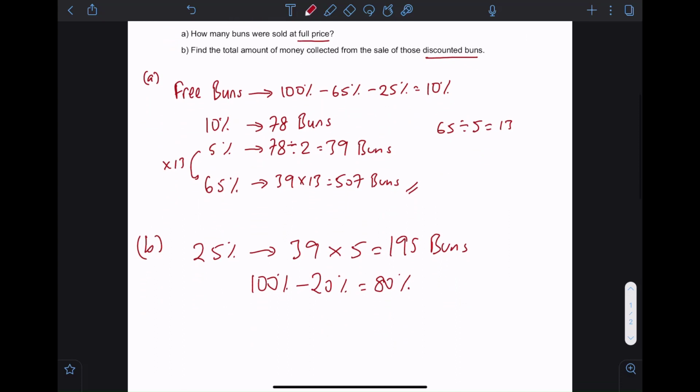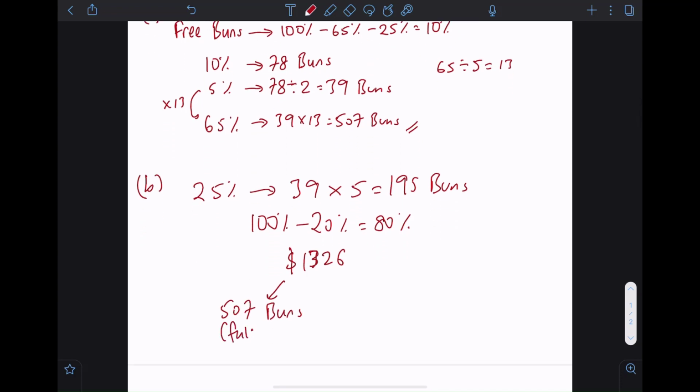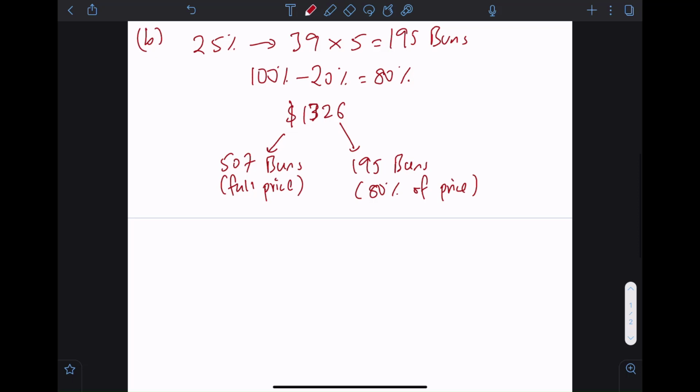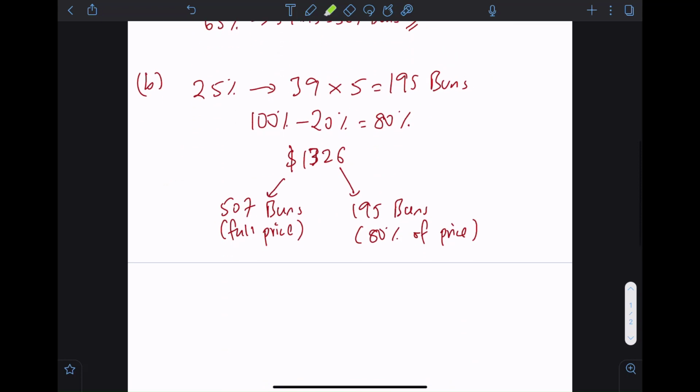Alright, so again, $1326 is for 507 buns. These are sold at full price. And another 195 buns. These are sold at 80% of the price. So how do we solve this question? The question is asking what is the total amount of money collected from the discounted buns, which means this part here, how much do you collect?